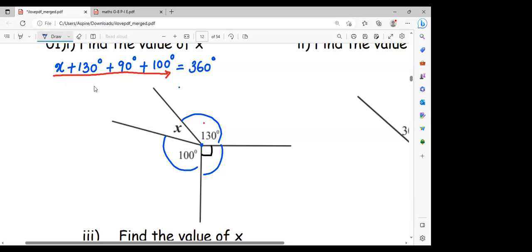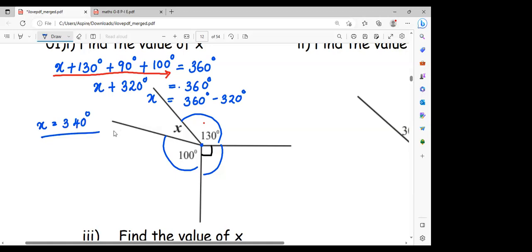We can obtain the answer here. 230 plus 90... 320 equals 360. So you can subtract. 360 subtract 320. Answer is x equals 340. Oh sorry, 40, not 300. It is 40. Okay. Or you can do it like this.